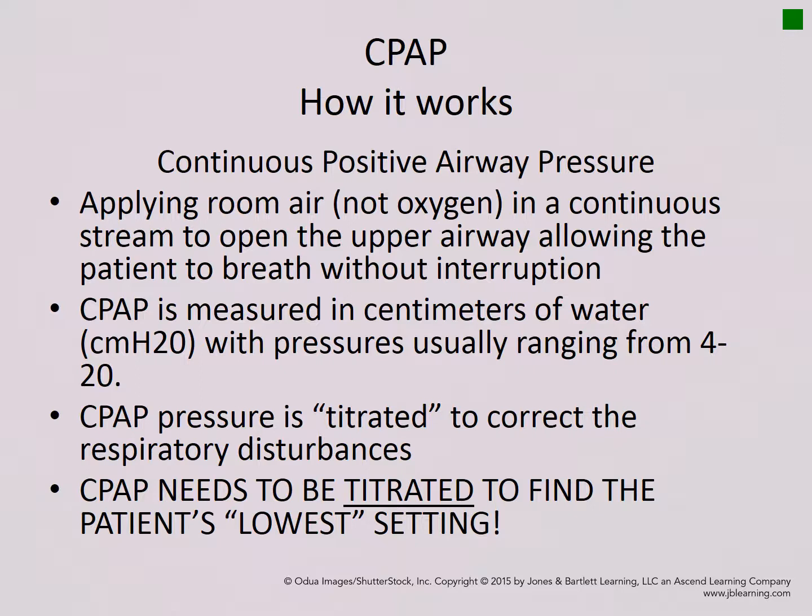CPAP pressure is then titrated to correct the patient's respiratory disturbances. It acts as a pneumatic splint to help open the airway. That's an important term you're going to see again and again, a pneumatic splint. CPAP needs to be titrated, meaning adjusted, to find the patient's lowest setting that treats their sleep-disordered breathing.